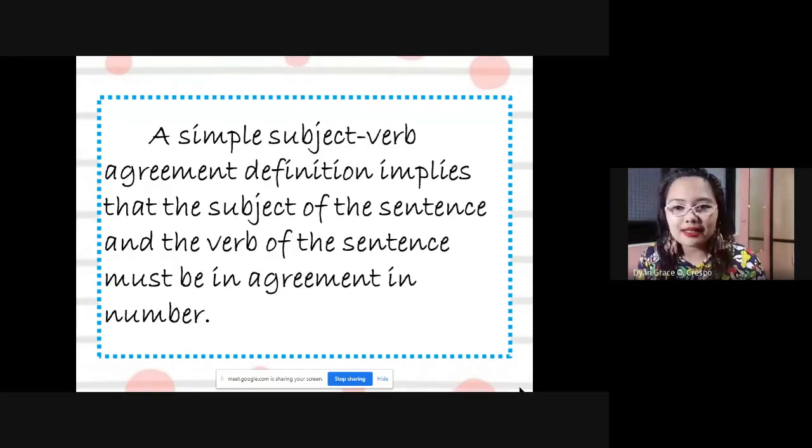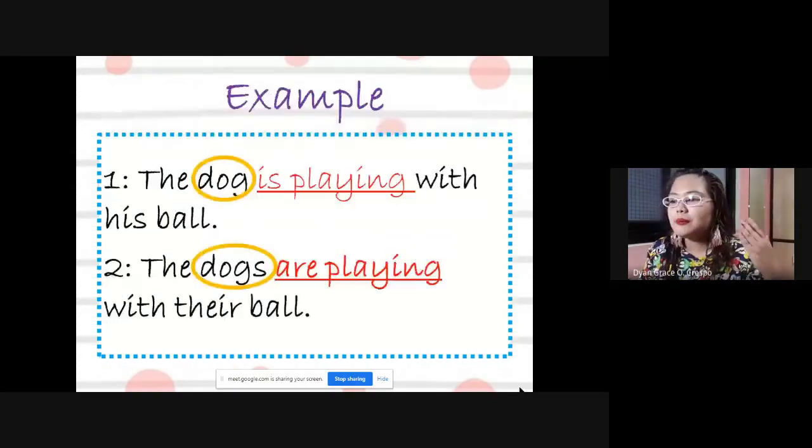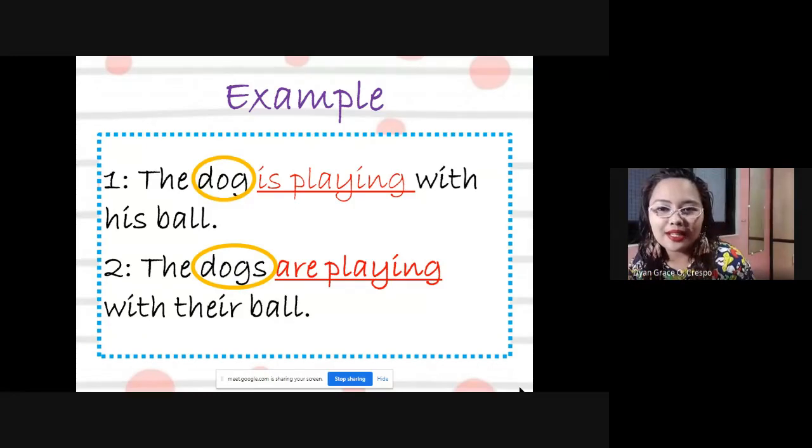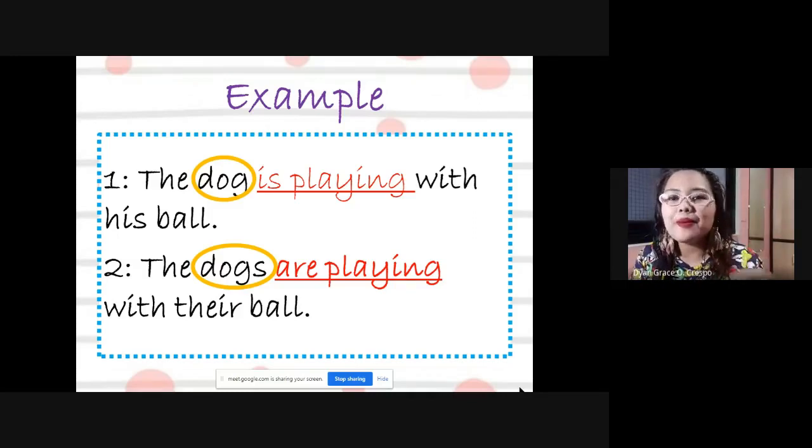That is the easiest, if everything is regular, that's it. But however, it's not. It's not like that. Okay? There are differences. Let's have an example. The dog is playing with his ball. The dogs are playing with their ball. So, as you can see, both actions are happening right now. It is present tense, because it is happening right now.